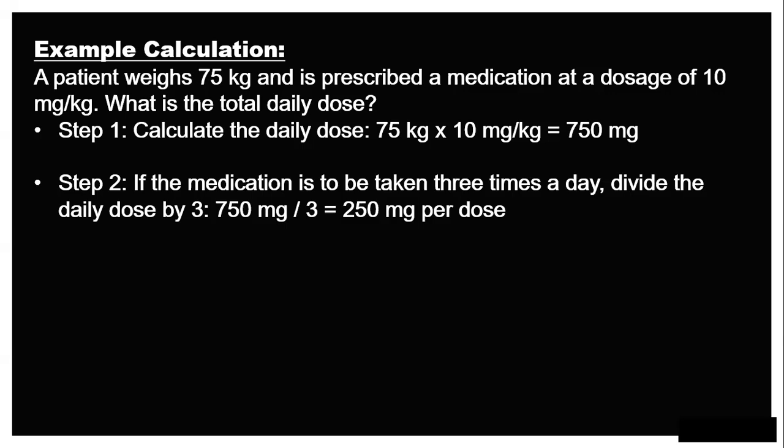The quantity that the person would take. Yes, you divide it by 3 to know the quantity that the person would take in the morning, in the afternoon, and in the evening. So you come out with 250 mg.